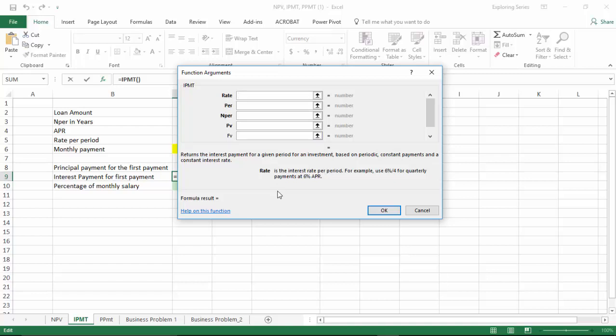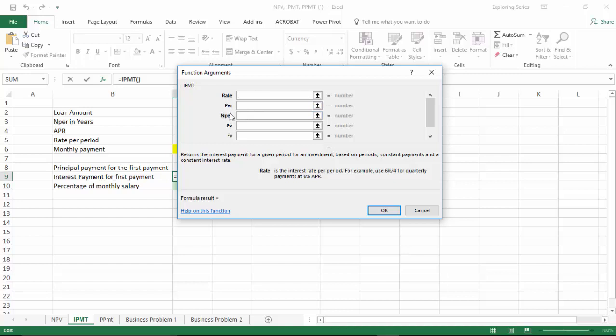So the first argument for the IPMT function is rate. Just like almost every other financial function in Excel. Almost every function you see, you'll see rate first if it's a financial function. Now, when you see the word rate, it's important to understand that that is the rate per period or the periodic interest rate, not necessarily the given rate. So you need to make sure that you pay attention to that and adjust accordingly.